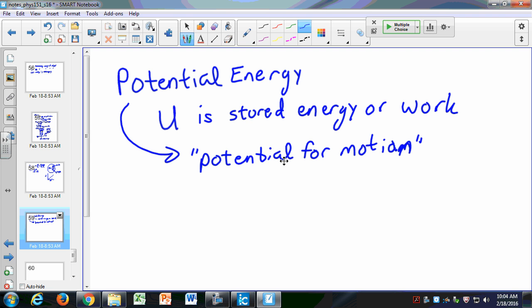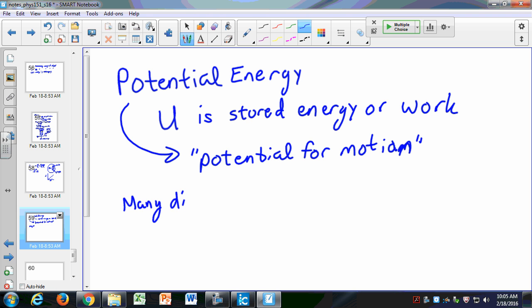We can also see that with rubber bands. I don't have one up here, but if I have a rubber band and I stretch it, it has the potential for motion, because if I let it go, it'll shoot across the room. Also in food energy, that's more of a chemical type energy, but it is also potential energy. It can be converted into motion. And we'll talk about that later when we get into the body part. There are many different types of potential energy.